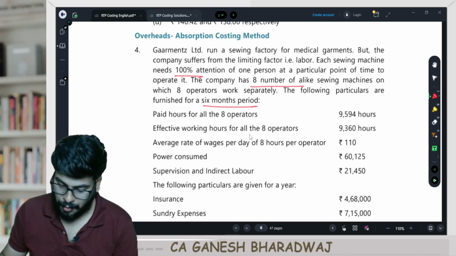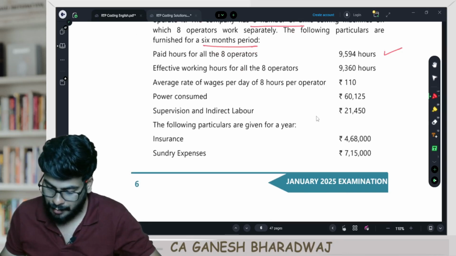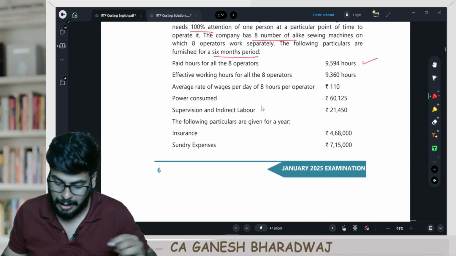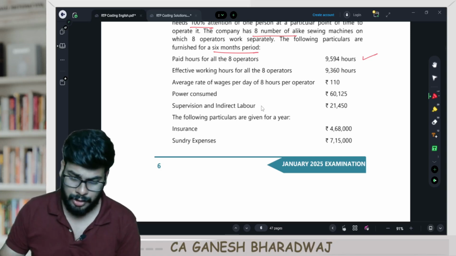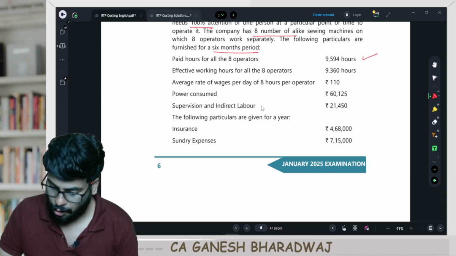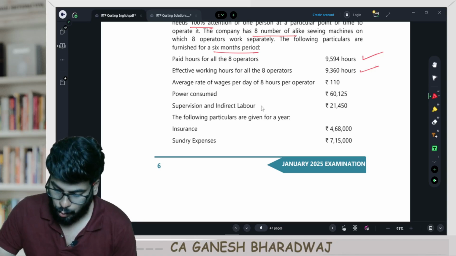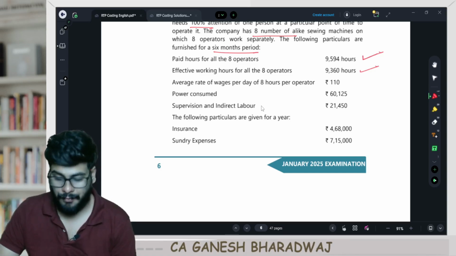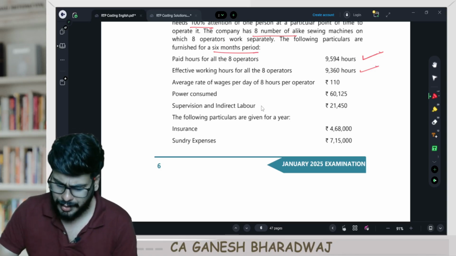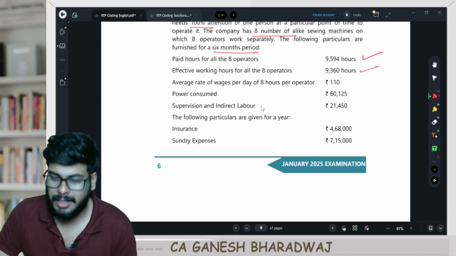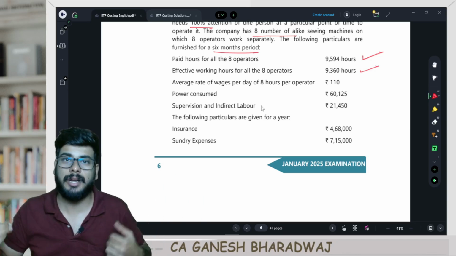Now paid hours for all the 8 operators, that's going to be 9594 hours. So this is going to be the total paid hours, the hours for which I am paying them, right? The effective working hours for all the 8 operators is going to be how much? 9360. So the total hours for which I am paying is 9594. This is for all the 8 operators put together. But out of this, they effectively work for how many hours? 9360. So only for the effective hours for which they are working, the machines will be running. Are you clear with this?